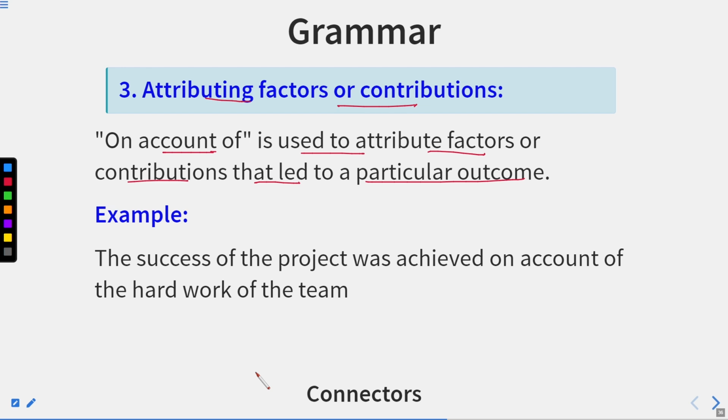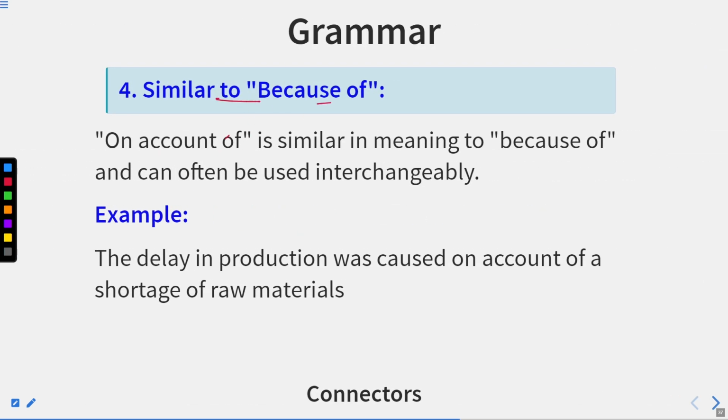The success of the project was achieved on account of the hard work of the team. So hard work is the reason, and the result of it is positive, that the project got success. So this is the effect, or you can say the result. And to show this result, we are using the phrase on account of. Similar to because of, on account of is similar in meaning to because of and can often be used interchangeably. So both of these phrases can be substituted with each other. The delay in production was caused on account of a shortage of raw materials.